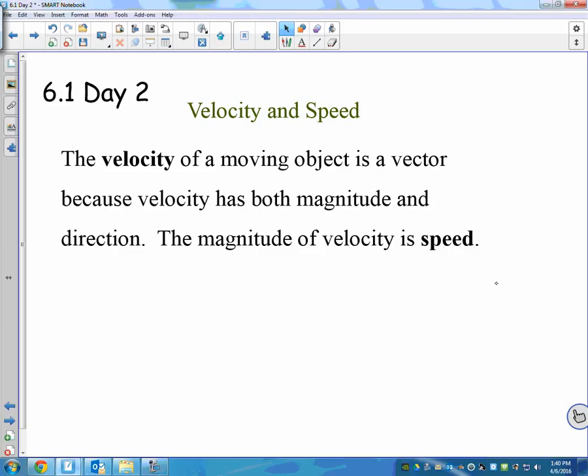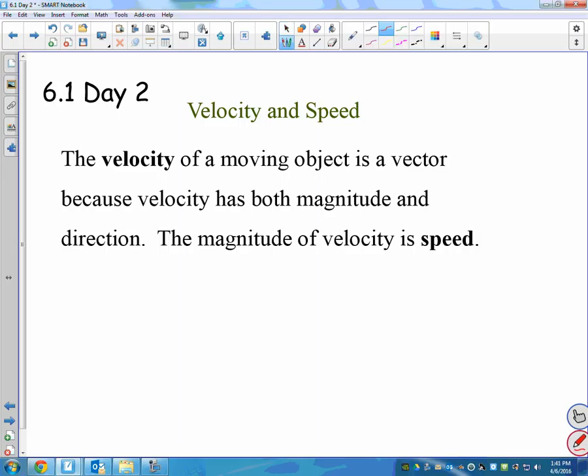So when we talk about something's velocity, we can think of that as a vector. It's kind of weird to think of it as a vector, but velocity has direction, right? So velocity has direction and it has a value that goes with it. And so we can think of velocity as a vector. And then the magnitude of velocity is speed.